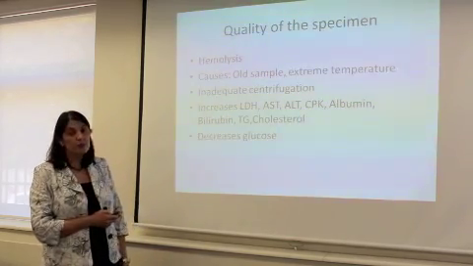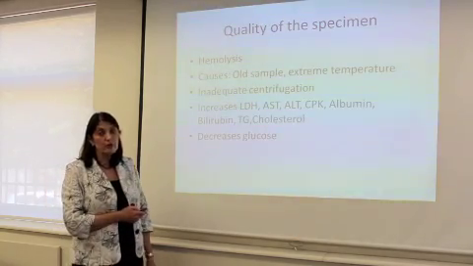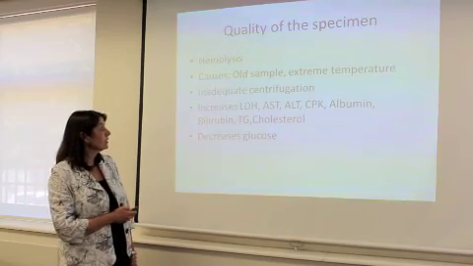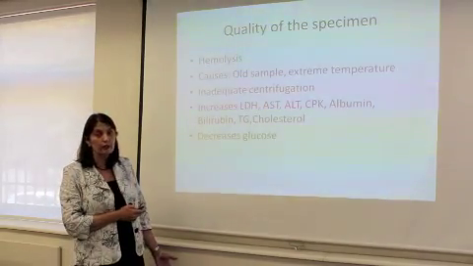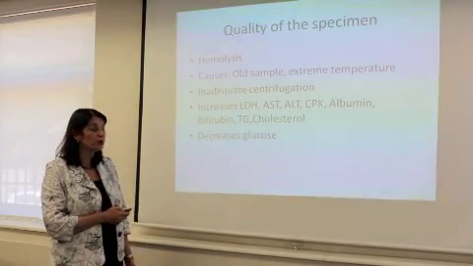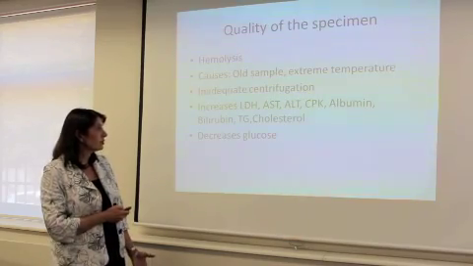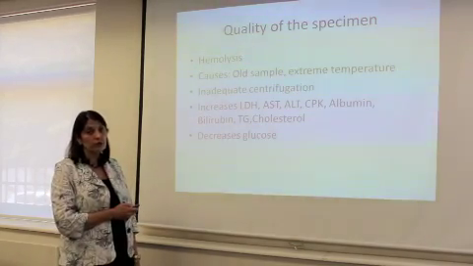The quality of the specimen is very important. If the cells broke up, hemolysis, that can give you false high values, LDH, AST, ALT, so your liver enzymes will increase just because the sample is old or it was too hot and the cells broke up. Cholesterol can be falsely raised and your sugar can be falsely low.